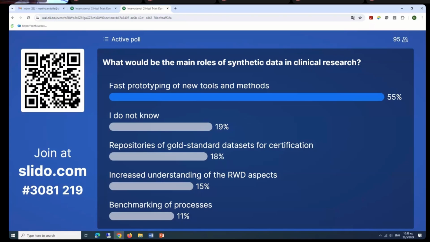So my name is Anastasia Hadzidimitriou. I'm the director of the Institute of Applied Biosciences. I didn't get the differences between fast prototyping and benchmarking. Can you explain to us what the differences are exactly? Because I was a little lost.